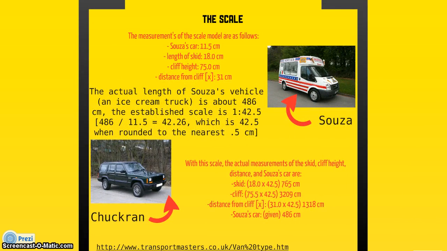First, to do this, we had to find the scale. And to find the scale, we took measurements of the model. And then we divided that measurement by the actual length of Souza's car to establish a scale of 42.5. And then we multiplied that scale by the measurements of the scale model to get the measurements of the actual event.